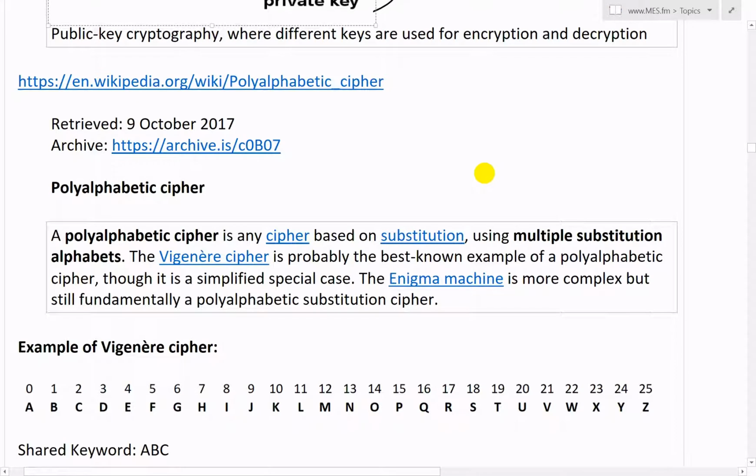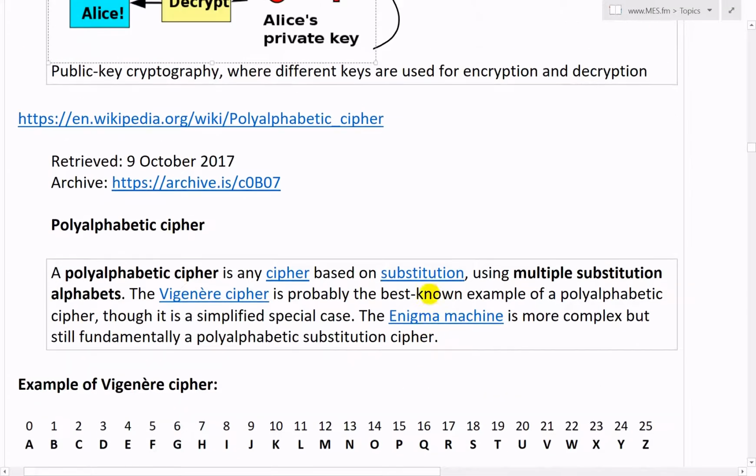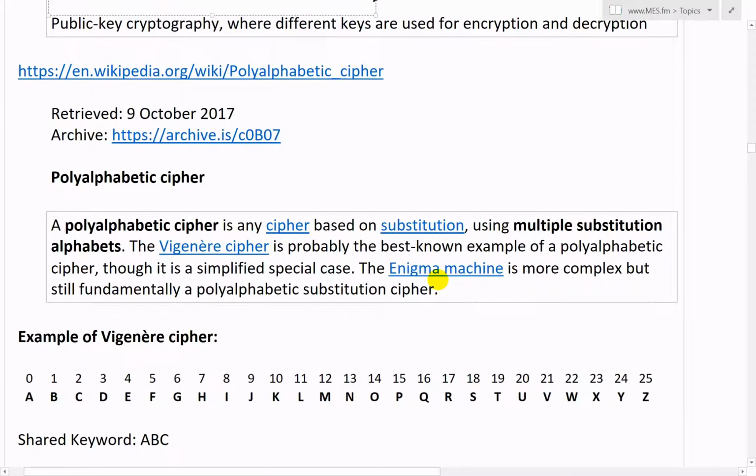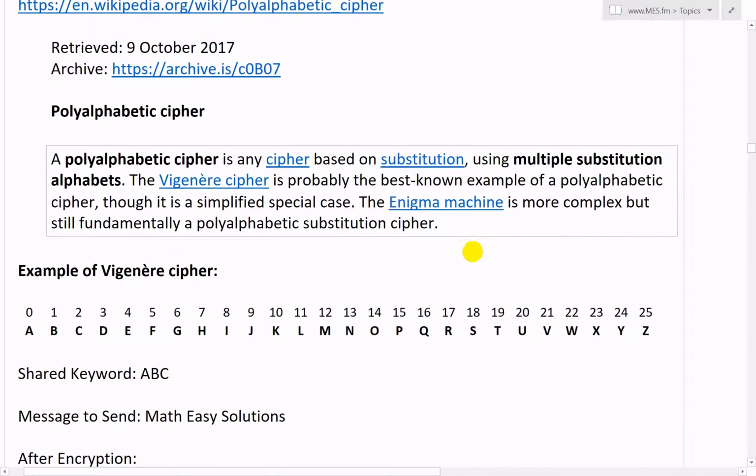So just to give you an example, this is a polyalphabetic cipher. Just to give an illustration of what they were doing before. A polyalphabetic cipher is any cipher based on substitution using multiple substitution alphabets. The Vigenère cipher is probably the best known example of a polyalphabetic cipher, though it is a simplified special case. The Enigma machine is more complex, but still fundamentally a polyalphabetic substitution cipher.